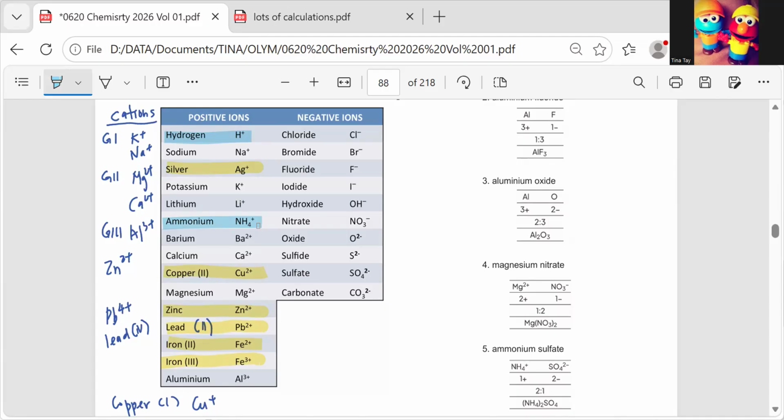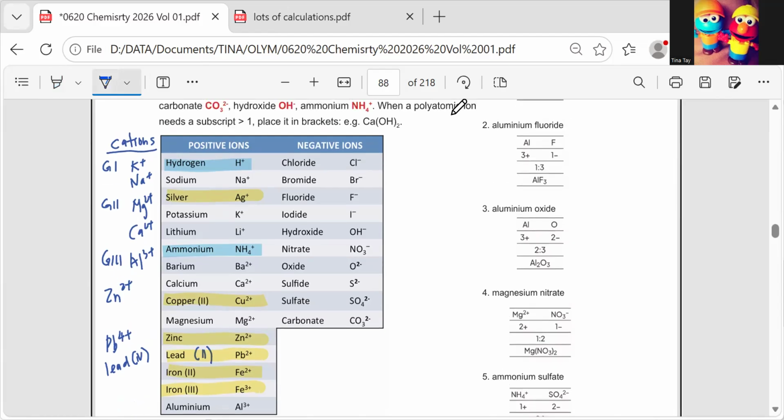Okay? So for negative ions, it is very easy. We start with group 7, which gives negative 1. Fluoride, chloride, bromide, iodide. These are all group 7. But you notice the name? It's not chlorine, it's chloride, bromide, iodide, fluoride.